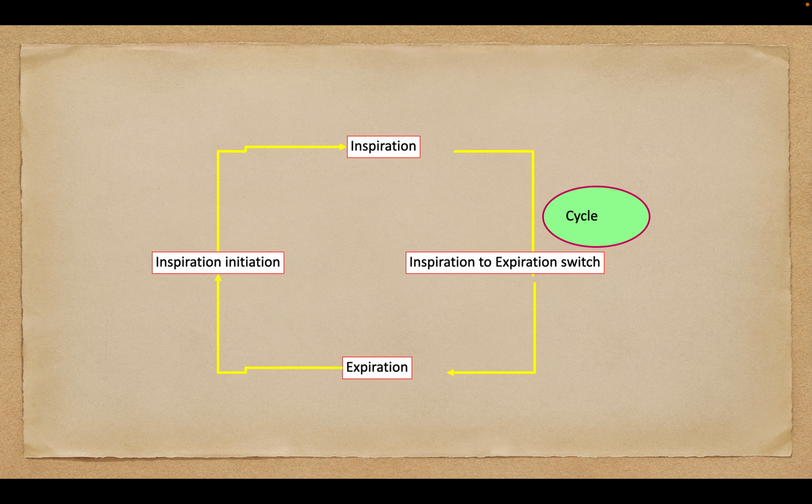As I said, cycling is where the inspiration ceases and expiration starts. In other words, there is a switching of inspiration to expiration, and this process is called cycling of that particular ventilation. Trigger sensitivity is the one which initiates the inspiration. PEEP is nothing but positive end expiratory pressure, which is the pressure responsible for maintaining the alveoli and preventing them from collapsing.